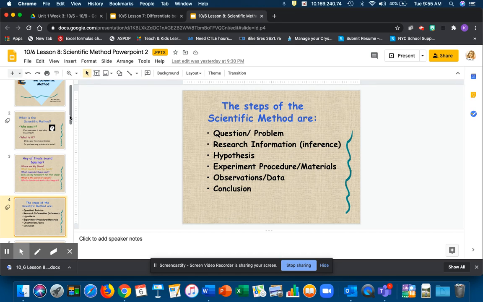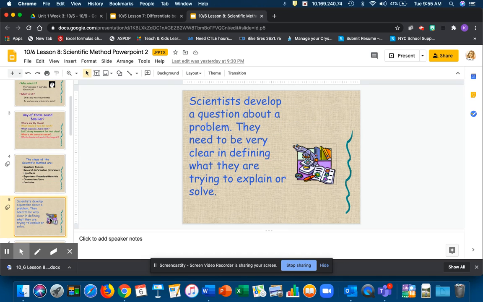So the steps are a question or problem. You're going to research information. You're going to form an inference based on the question or problem, and researching the information. From your inference, you're concluding based on your observation. You're going to form a hypothesis, experiment, procedures and materials, observation/data, and then your conclusion. So what you found out based on your experiment.